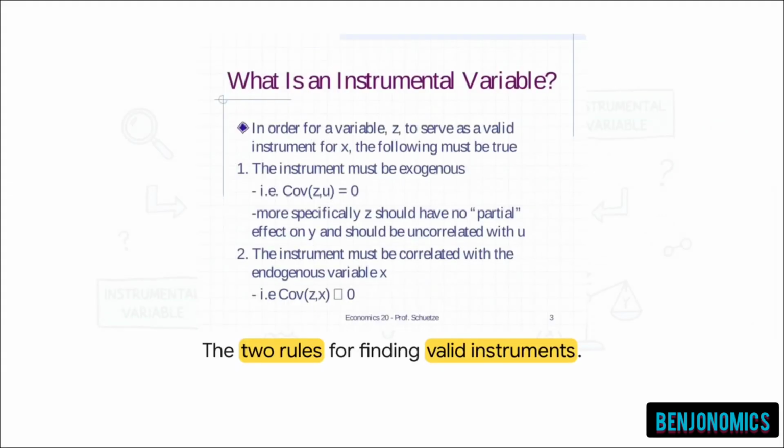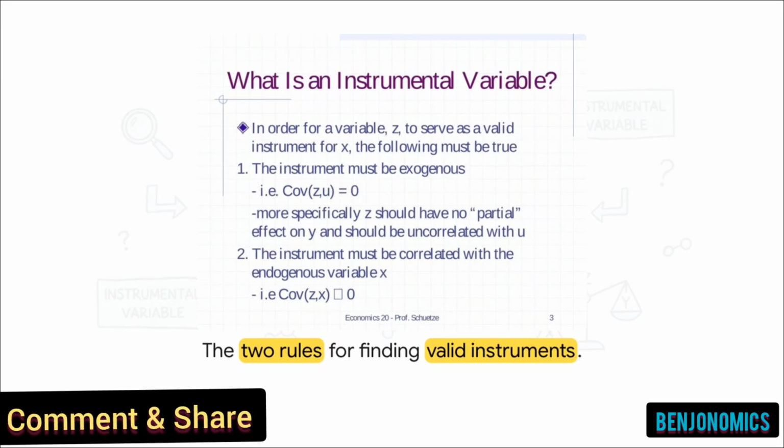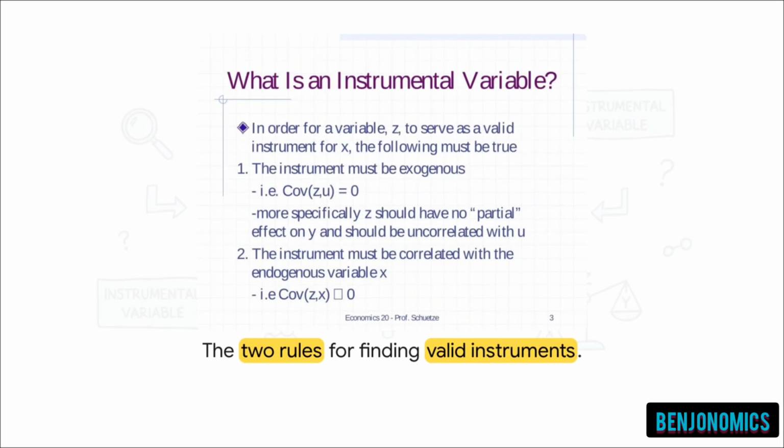If we dive into the matrix algebra from the source material, there are 2 really strict rules here. First, your instrument must be exogenous. That means the covariance of your instrument Z and the error U has to be exactly 0. Second, it must be relevant, meaning it actually has to correlate with your endogenous variable X.